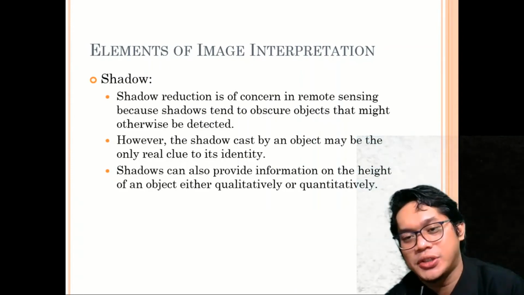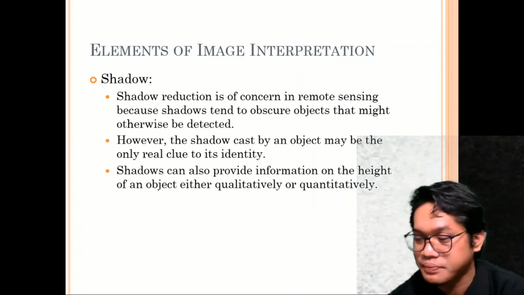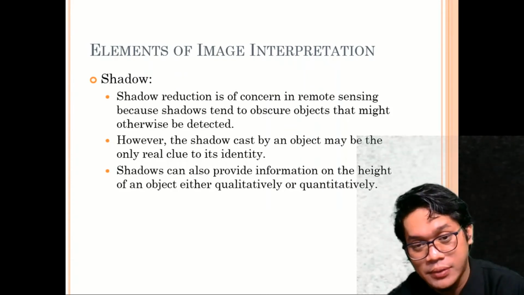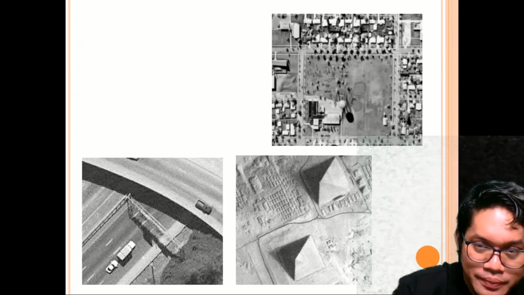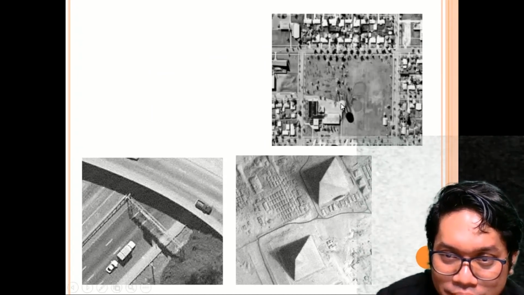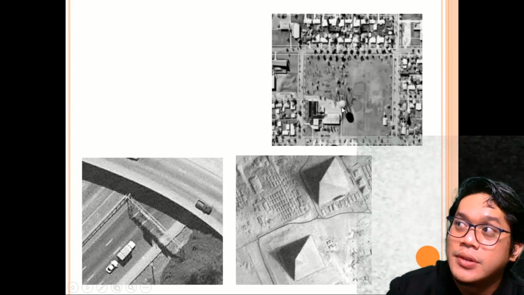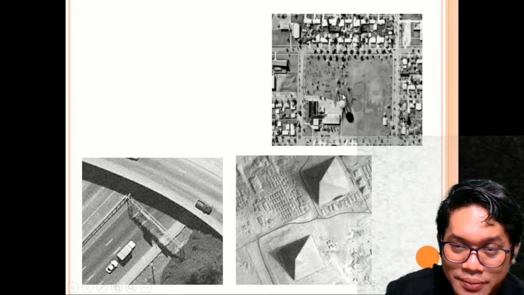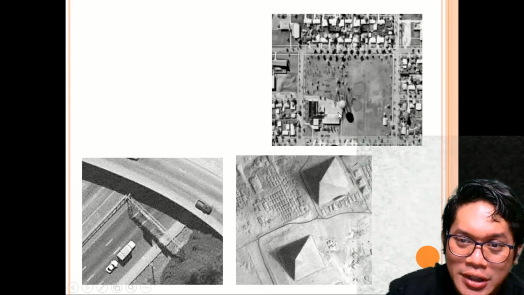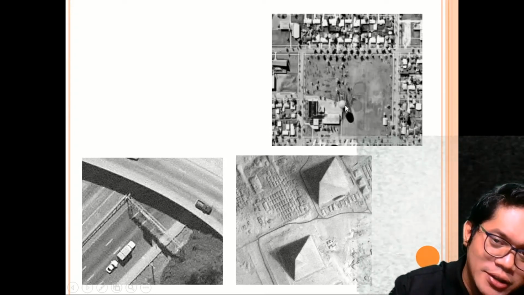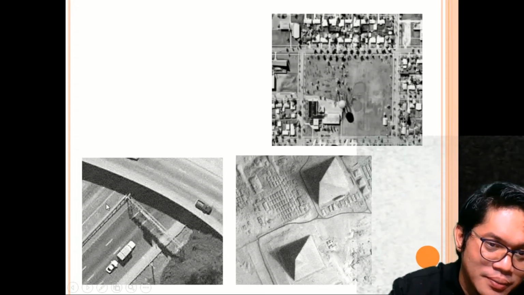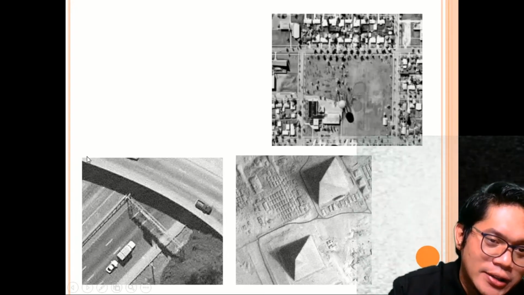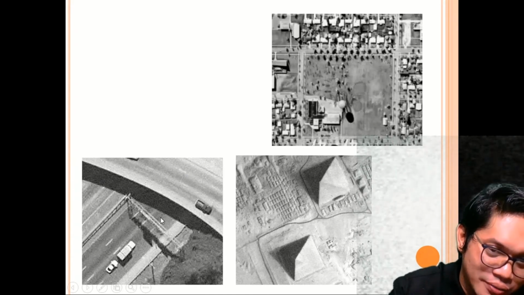Usually it provides information on the height of the objects. Either you can measure it qualitatively or quantitatively, like this. Taking the example here, these are some round objects. If you don't see the shadow here, you might not know that this is a water tank, and this as well. If the shadows didn't exist here, we can't really understand why there's a road on the road.